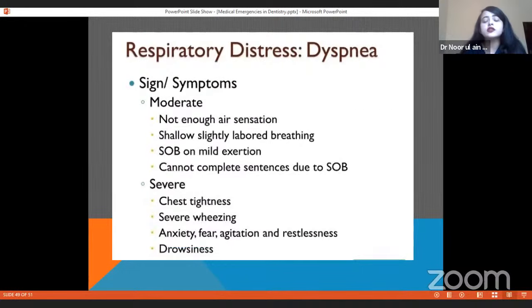In the signs and symptoms of moderate dyspnea, there is a not-enough-air sensation, shallow, slightly labored breathing, shortness of breath on mild exertion, and the patient cannot complete sentences due to breathlessness. In severe stages, the patient will have chest tightness, severe wheezing sounds, anxiety, fear, agitation, and restlessness, also drowsiness.